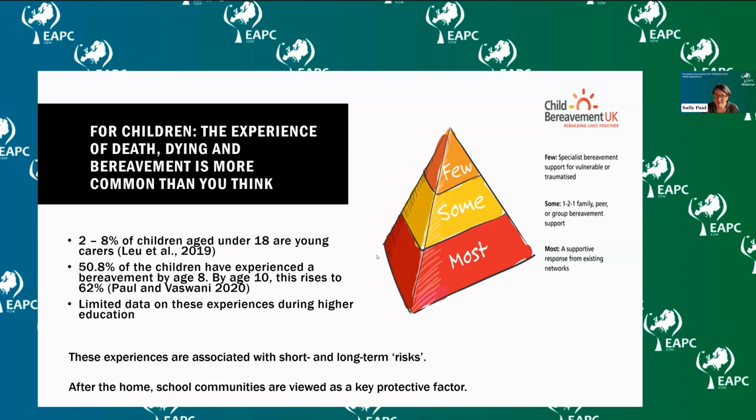And as you can see from the diagram there, most people just need a response from existing networks, and a few people need that specialist support. And what we're really talking about here today is those bottom 2 bits of the triangle, that most and that some, getting that right so we can help the few that actually need the specialist support. And for children, after the home, school communities are viewed as one of the key protective factors. So it's really important that we give them attention.